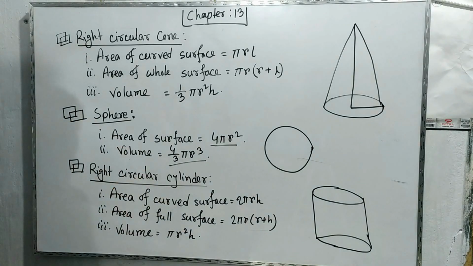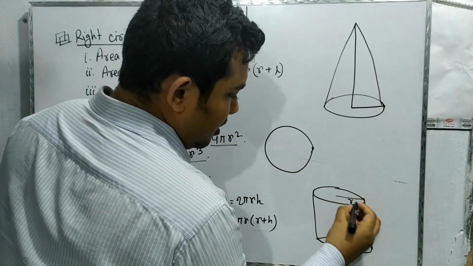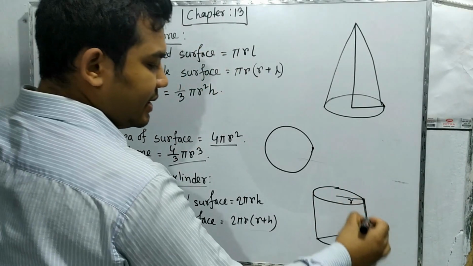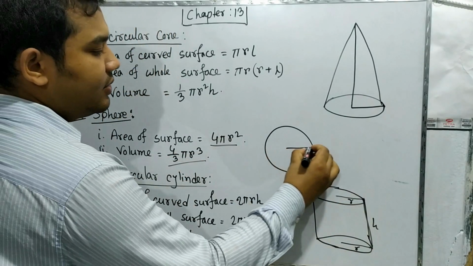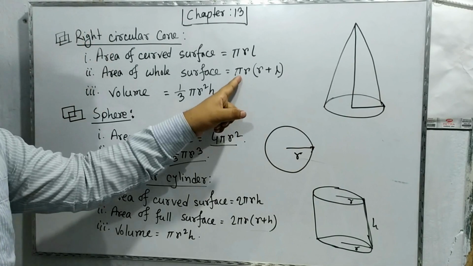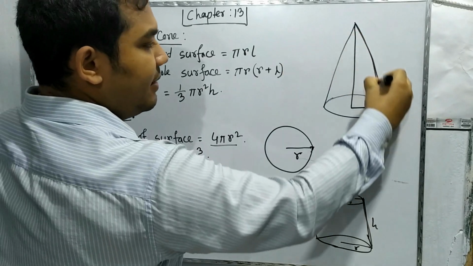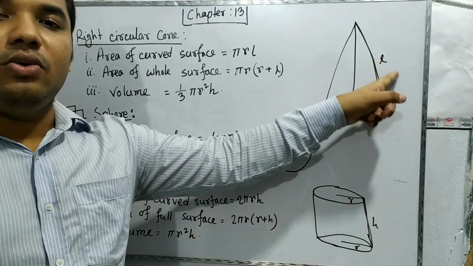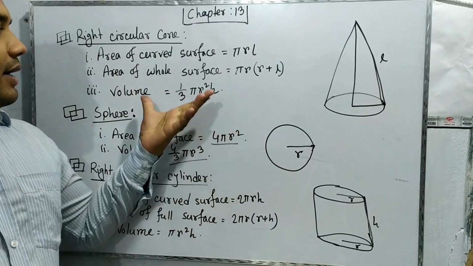Here we need to know what r and h are. Don't worry, r is the radius of the circular part, and h is the height of the cylinder. In the cone also, r is the radius, which you know, so I skipped that part. Here also you know r and h: r is the radius, h is the height, and l is the slant height. So this is all for today's discussion of the MCQ part.